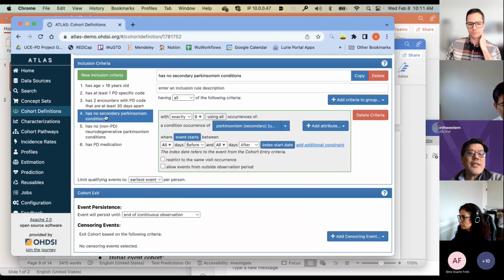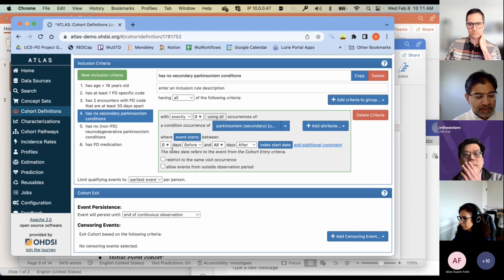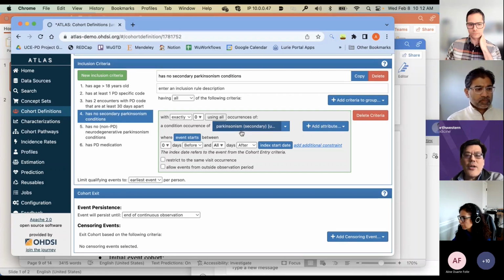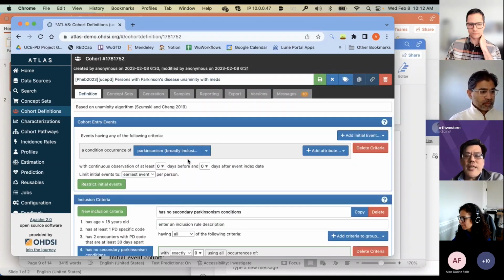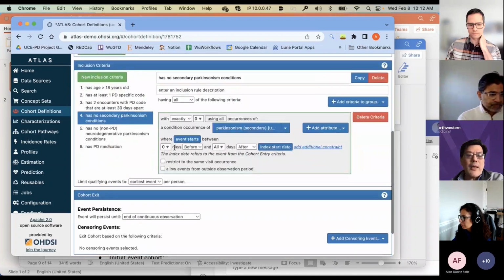And then has no secondary Parkinson's, so 0 occurrences of secondary Parkinson's concept set. I don't know if I have to set this as 0 days before as well. If you do it that way, 0 days before and all days after, you're limiting to the period in the future. So if somebody had secondary Parkinson's before the index date, they would still be in. Yeah, but all of these codes are included within the broadly inclusive set. Perfect. So it will be okay.